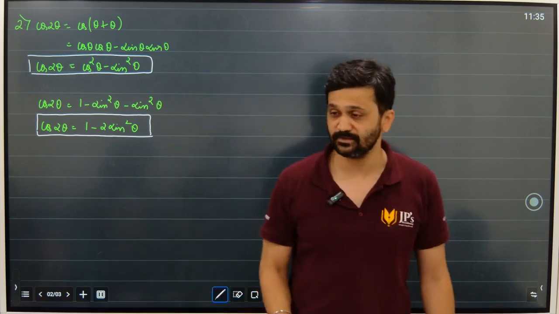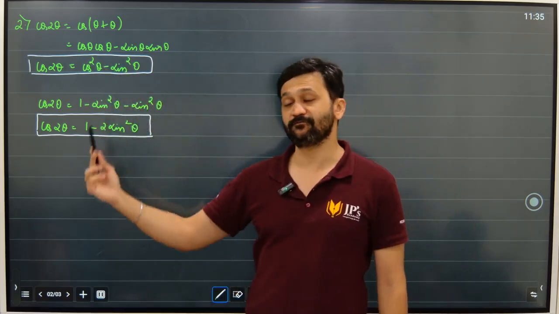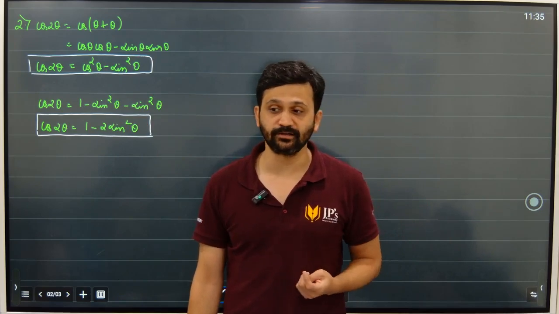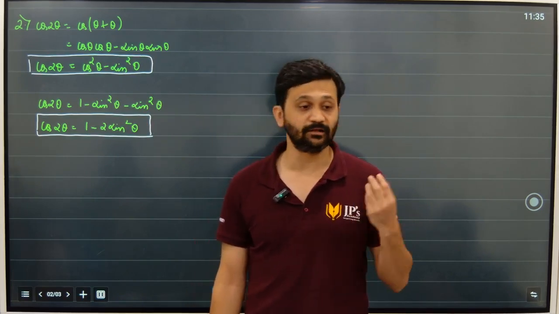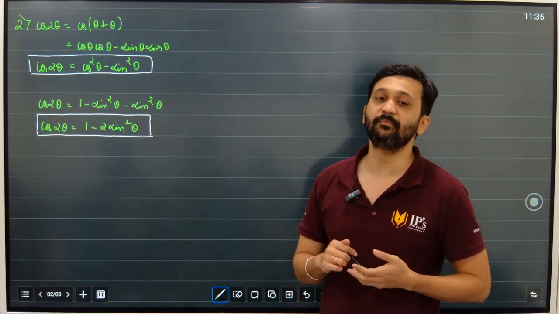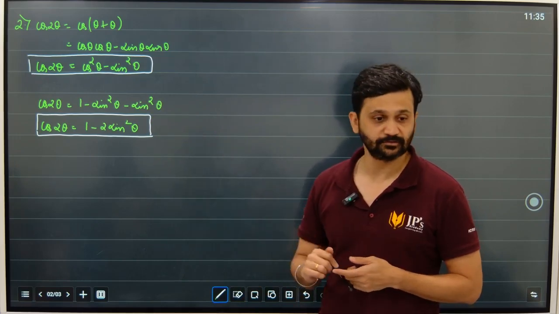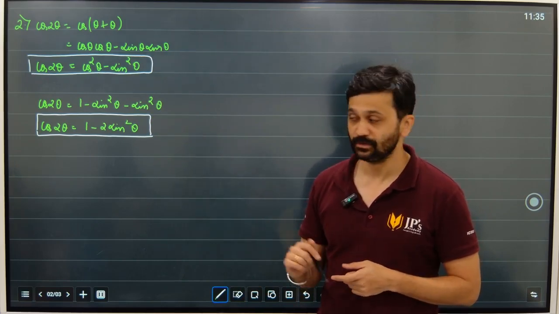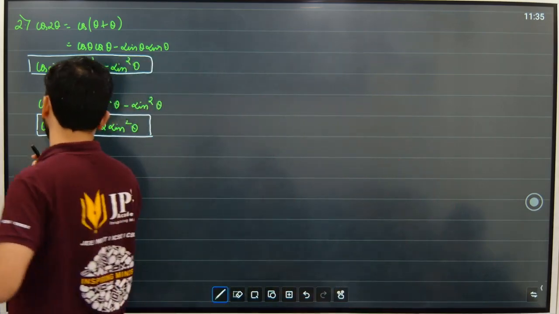So my second formula says that whenever in the first formula, in place of cos square theta, if you put 1 minus sin square theta, it will become 1 minus sin square theta minus sin square theta, which is 1 minus 2 sin square theta. Have you guys understood this? Anybody has any doubts here? So 1 minus 2 sin square theta.